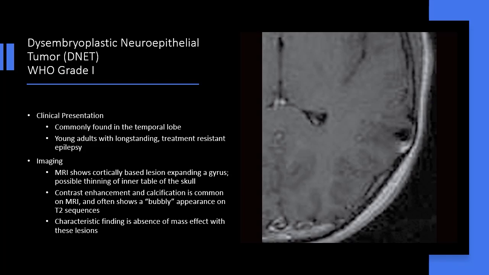MRI demonstrates a cortically based lesion that expands a gyrus, and due to its typically long-standing presence, may show thinning of the inner table of the skull. MRI enhancement is variable, and calcification is common. T2 sequences on MRI may show a bubbly appearance, and FLAIR sequence shows mixed signal intensity with a bright rim signal that on pathological exam has been found to be created by glioneuronal elements packed along the tumor margin. Interestingly, there is a characteristic lack of mass effect within these lesions. They are also typically stable radiographically for long periods of time.